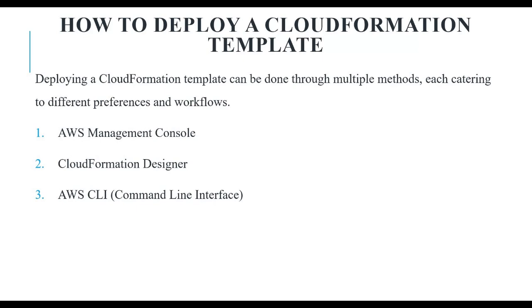The next is the command line interface, the AWS Command Line Interface. After ensuring the CLI is installed and configured, you can deploy your template by running a simple command. This method is particularly useful for developers who want to integrate deployments in CI/CD pipelines or automate the infrastructure tasks. So there are three ways.